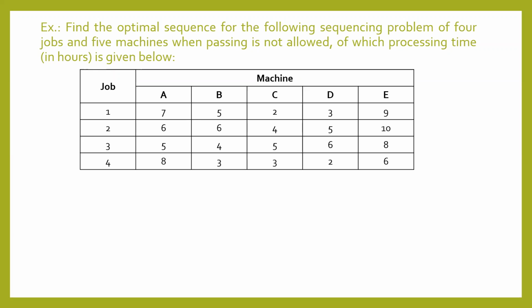That means I can go further and change this problem into an equivalent two machine problem and then solve it using Johnson's rule. I hope I have made everything clear. Any doubt here?